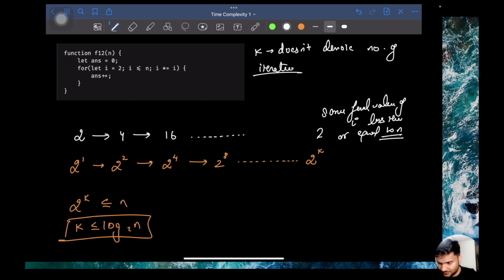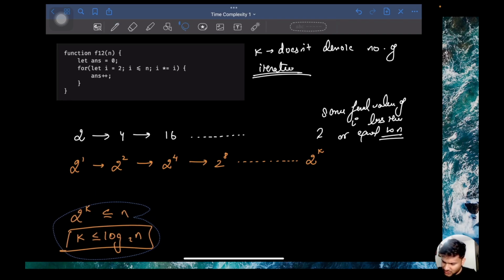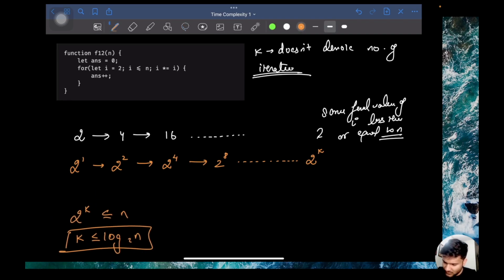Can I say that K doesn't denote the number of iterations? If you just carefully see, in the first iteration, you are at 2 raised to the power 1. In the second iteration, you are at 2 raised to the power 2. In the third iteration, 2 raised to the power 4. In the fourth iteration, 2 raised to the power 8, and so on. Let's say in some tth iteration, you are at 2 raised to the power k.